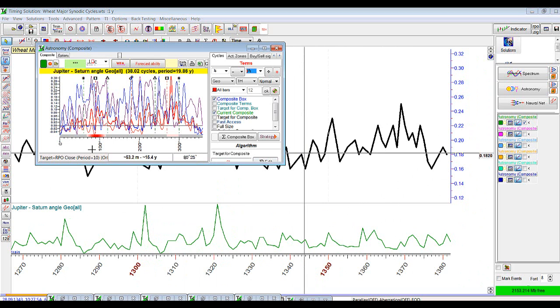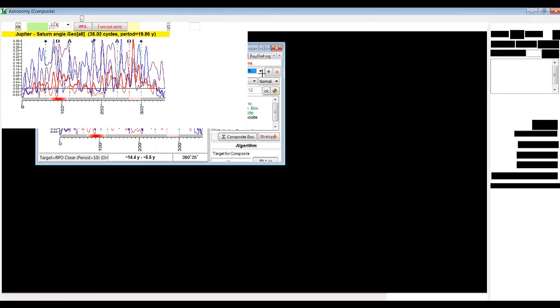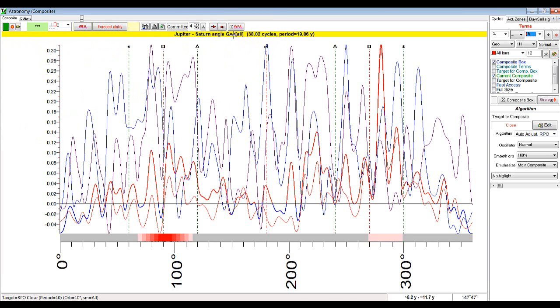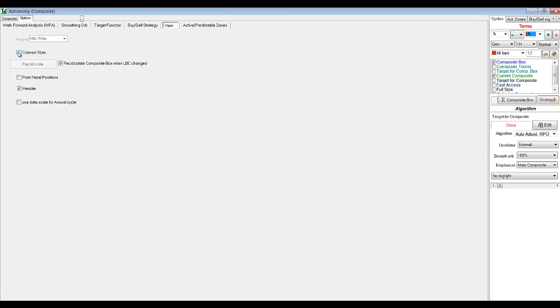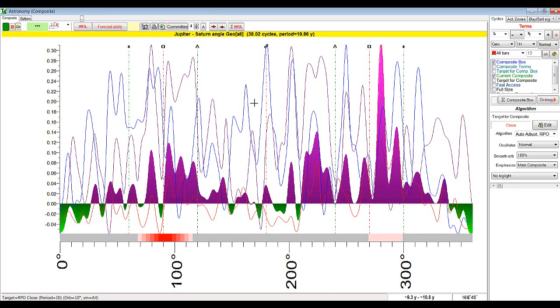So basically, that's the pattern that it has on wheat over lots of cycles, and you can see this composite is made up of 38 times the 19, almost 20 years. When we see these red bars, that means at that point the cycles have a lot of synchronicity and more probability, and also in these bands here. So that is the Jupiter-Saturn cycle.